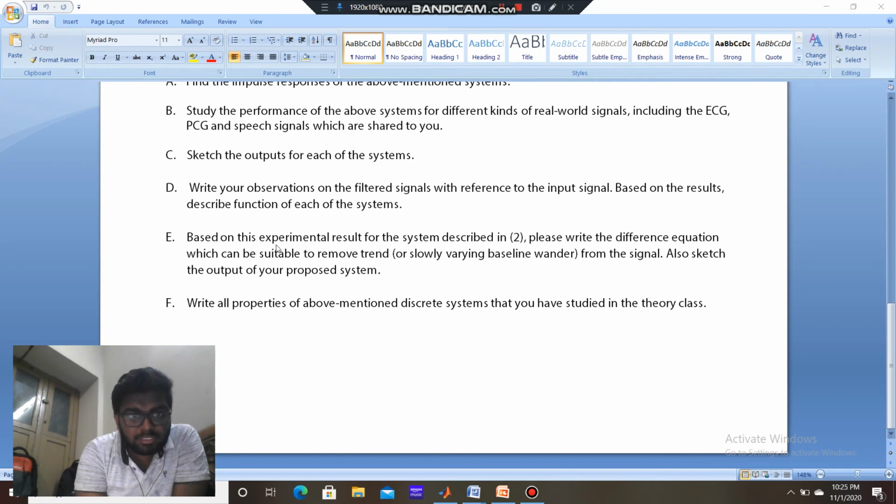We have proposed a system, and based on the experiment result of the system described, we have written the difference equation. Also we have sketched the output of our proposed system. Now coming to the final part, we are asked to write all the properties of the above mentioned discrete systems that we have studied in our theory class.